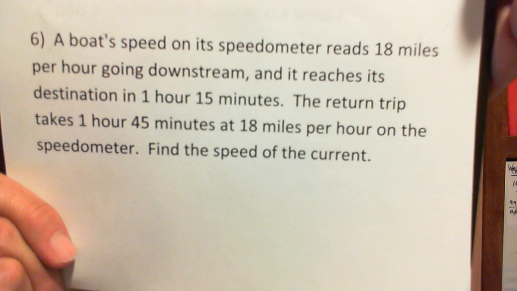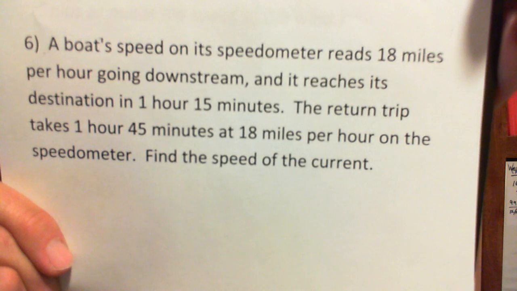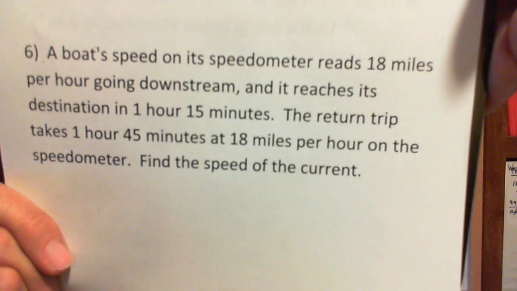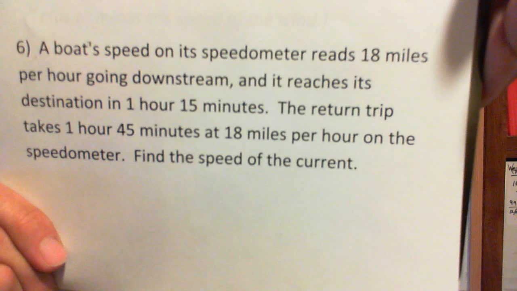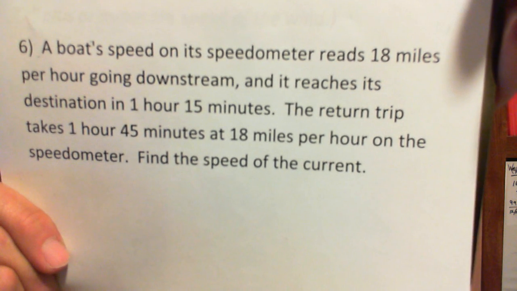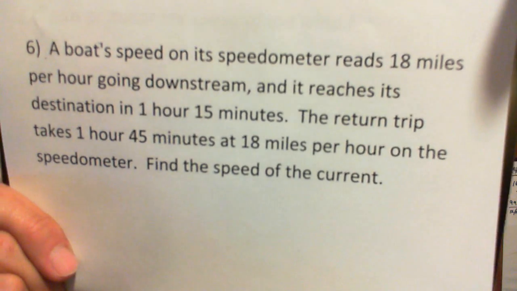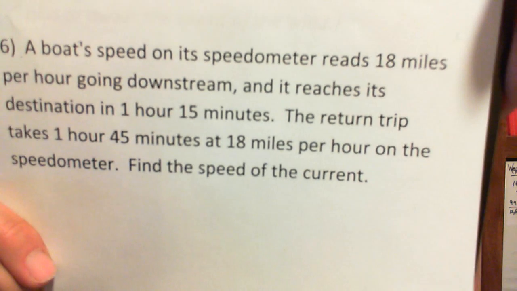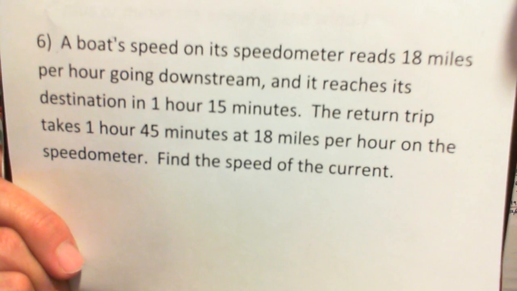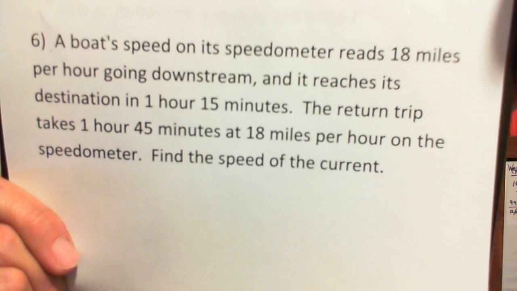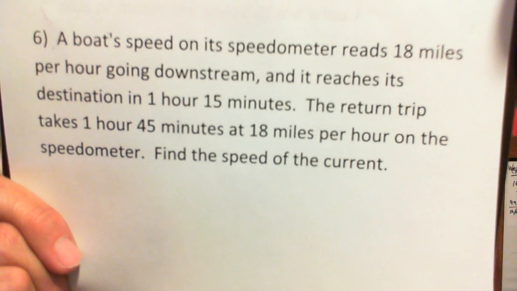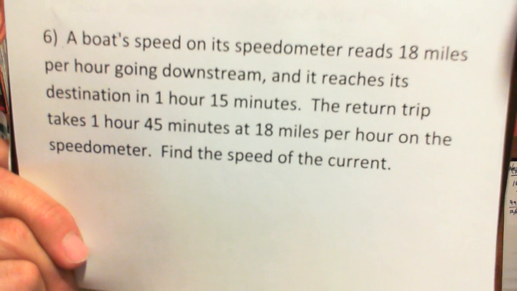And again, 1 hour 15 minutes, you have to write that in terms of hours. So 15 minutes is 1/4 of an hour, or 0.25 of an hour. So 1 hour and 15 minutes is 1.25 hours. The return trip takes 1 hour 45 minutes. Okay, that's 1.75 hours, because 45 minutes is 3/4, or 0.75 of an hour, going 18 miles per hour on the speedometer. Find the speed of the current.